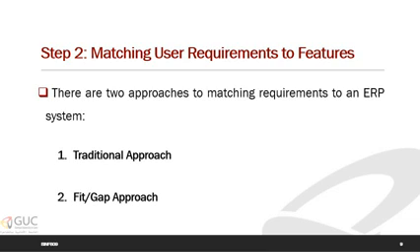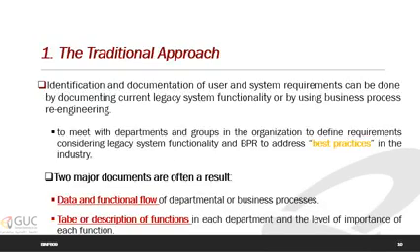The identification and documentation of user and system requirements can be done as an exercise by documenting current legacy system functionality and using business process re-engineering to address best practices. The process of documenting current legacy systems functionality and using business process re-engineering to address best practices in the industry will provide the company with functional requirements on which to select an ERP system.